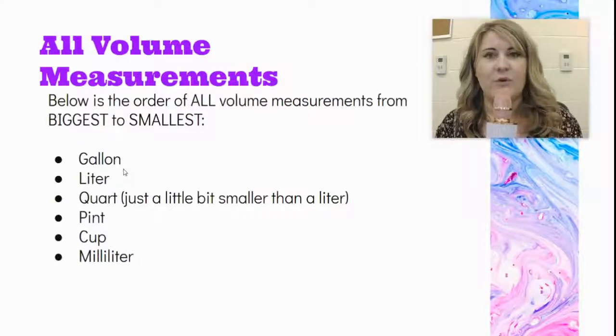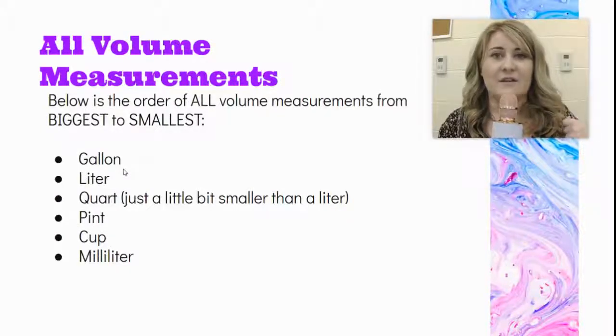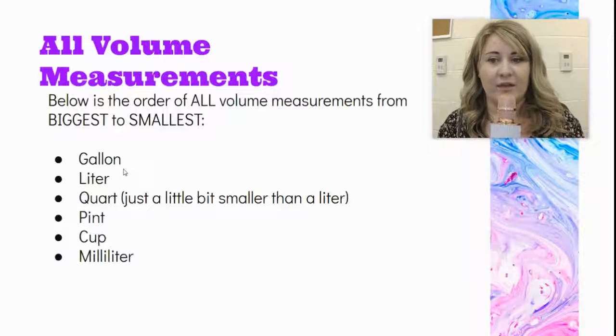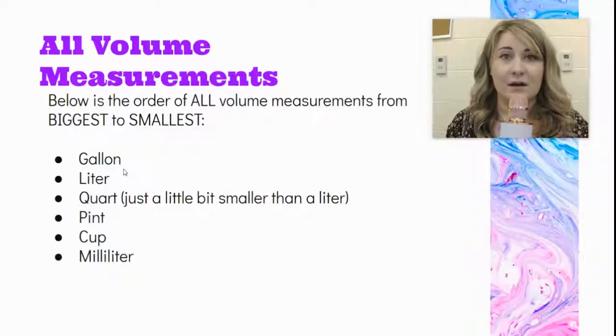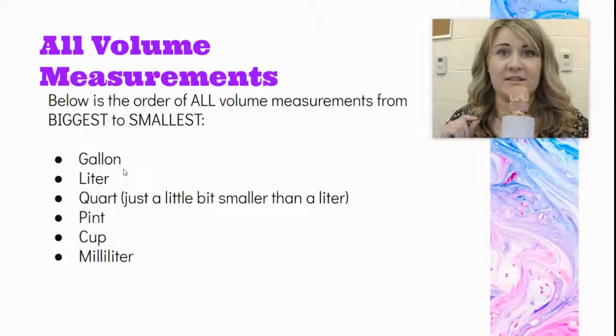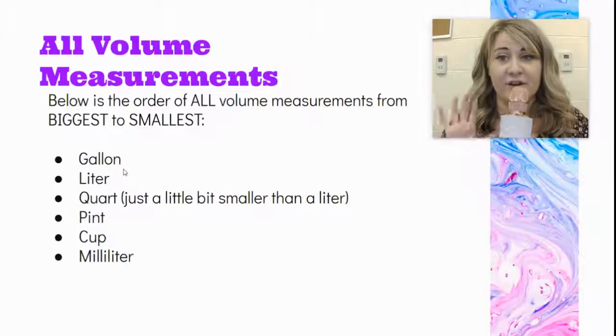A cup is also what we use to measure when we're baking. You use like a fourth of a cup, 2/3 of a cup, whatever. We use cups typically when we're baking with liquids. And then below that is a milliliter. So the smallest is a milliliter, and that is just 20 drops of water. It's very, very tiny, okay? So that is our volume measurements.